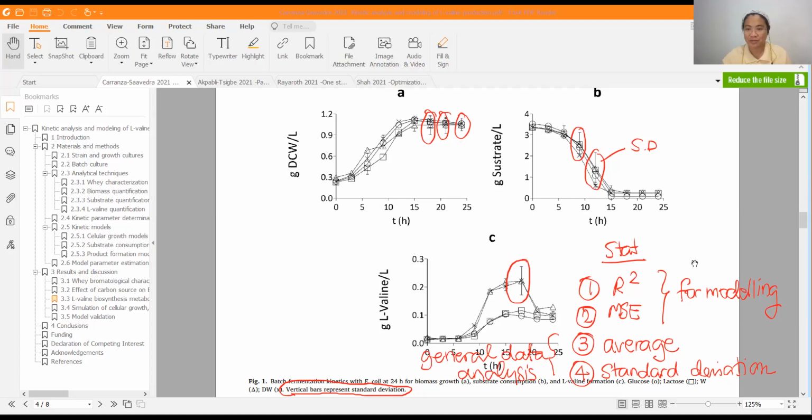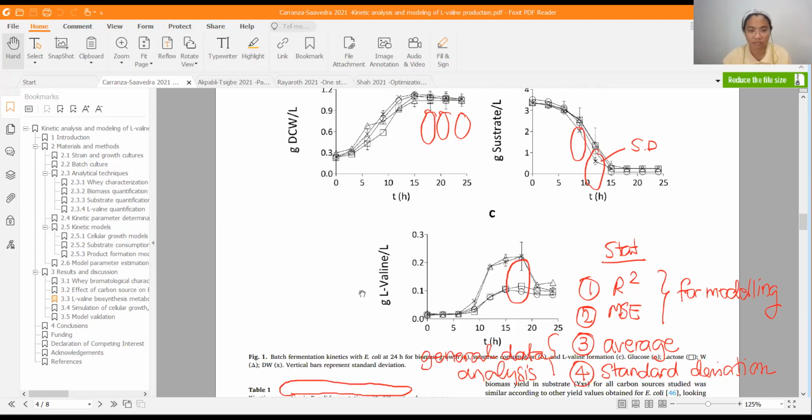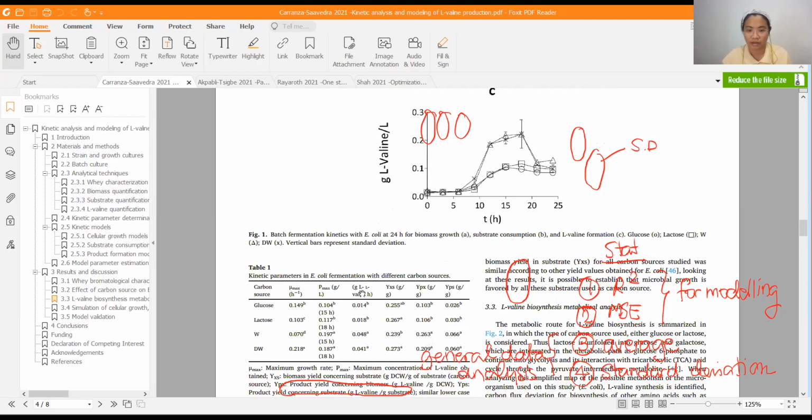Up to this point you have a lot of stats involved already. So think about your work, whether I need to do this, whether I need to do that. You might end up having just average and standard deviation. That's okay too.